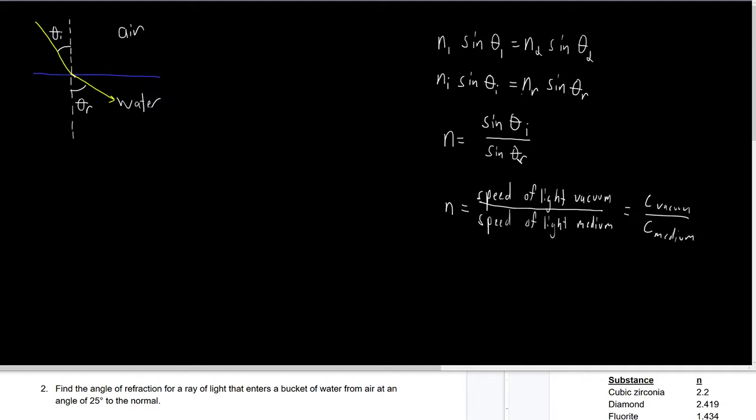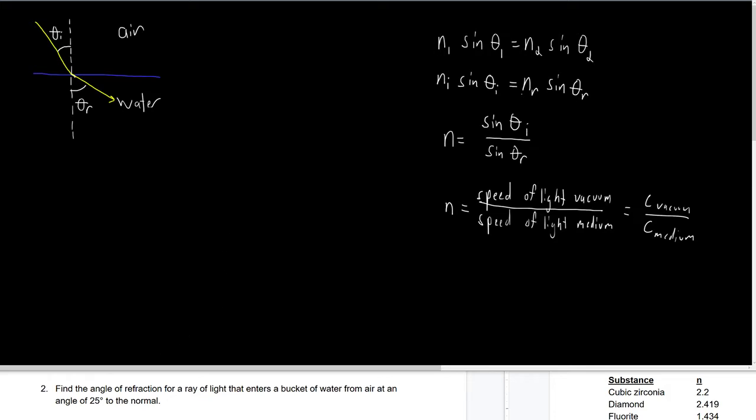So that's kind of how this works. Once again, we're using this equation right here, and I have my two substances. Let me go through how the equation works in a practical sense. I have air and I have water. What I need to know are the angle the light is moving at in the air and the angle it's moving at in the water.